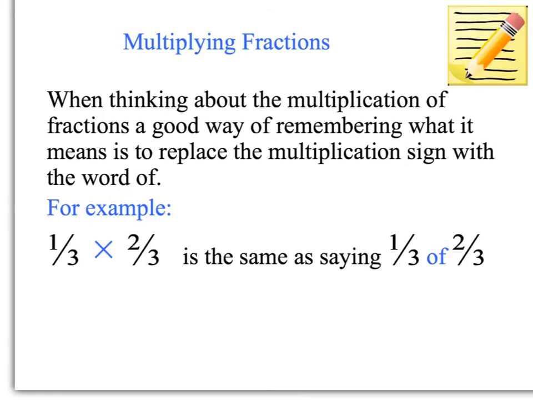Okay, so today we're going to be looking at multiplying fractions, which is 4.7 in our textbook. When thinking about multiplication of fractions, a good way of remembering what it means is to replace the multiplication sign with the word "of". So, for example, 1/3 times 2/3 is the same as saying 1/3 of 2/3. So when we're multiplying fractions together, you're actually finding, for example, 1/3 of 2/3. So the fraction you come up with will actually be smaller than 2/3.